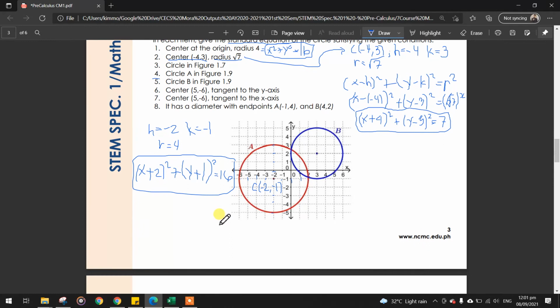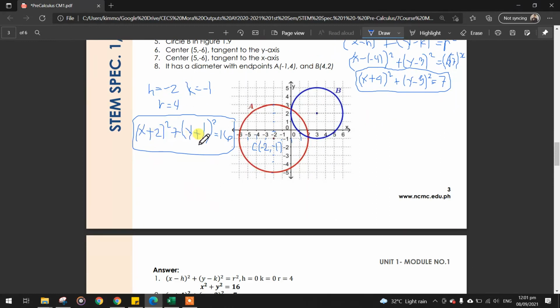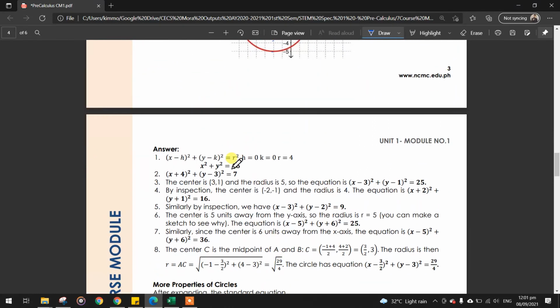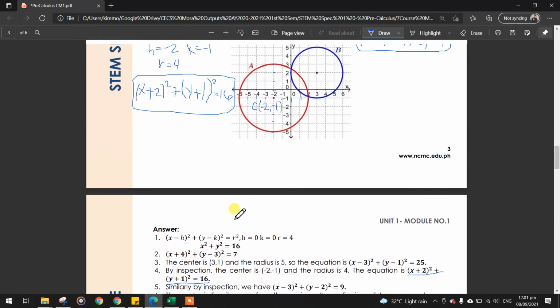So i-check na to diri sa ubos. So dapat x plus 2 ug y plus 1 is equal to 16. So tara, mao ni siya ang final answer. X plus 2 squared, dayon y plus 1 squared is equal to 16.